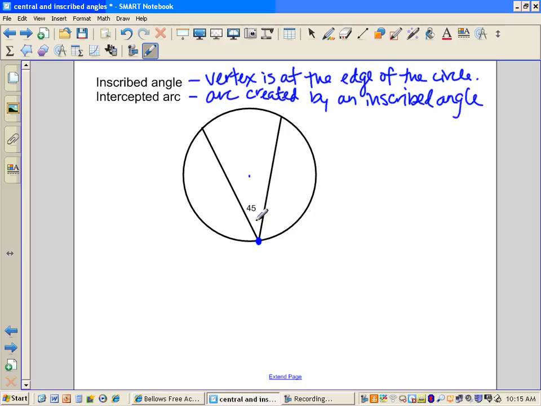So this is the special arc in this case. This is the special angle. And here's the special relationship. The arc is going to be 2 times the angle. The arc, an intercepted arc, is going to be 2 times whatever the measure of the inscribed angle. So in this case, if this is 45 degrees down here, then this arc is 90 degrees.